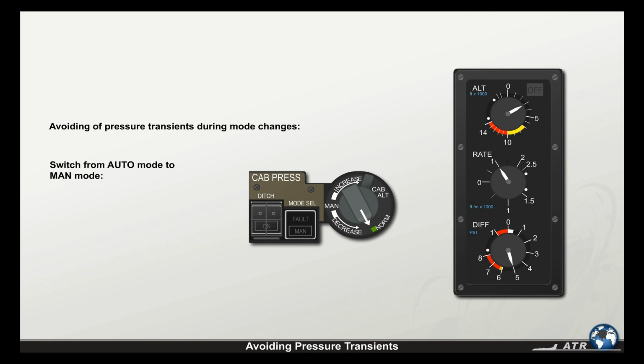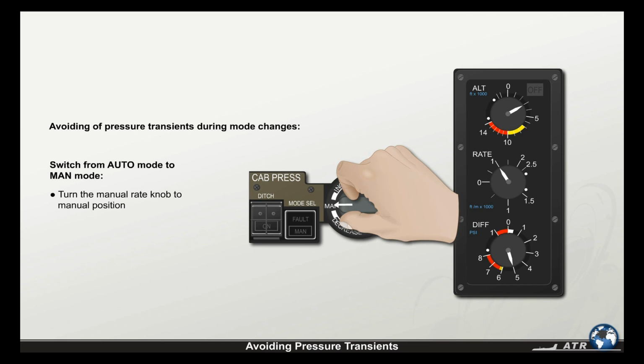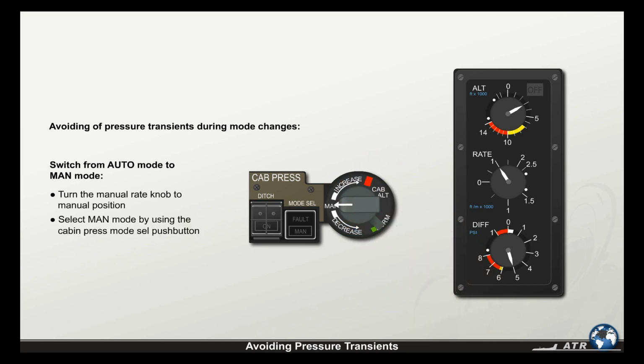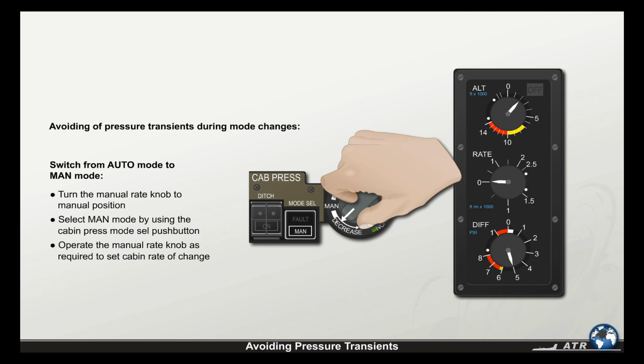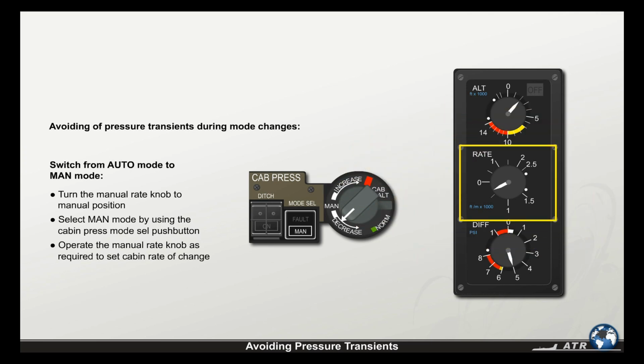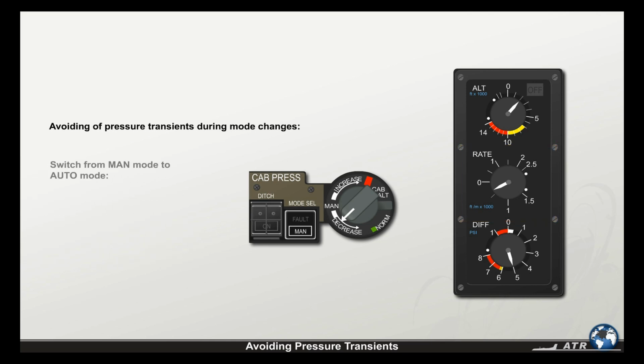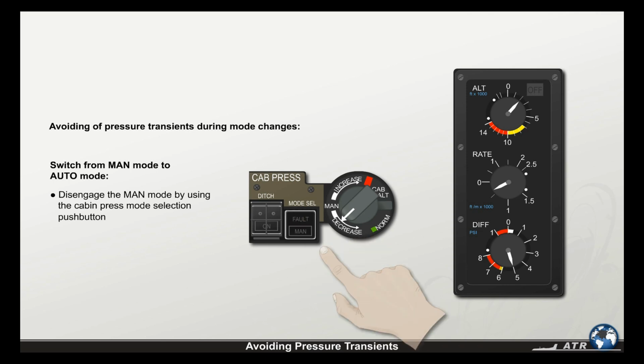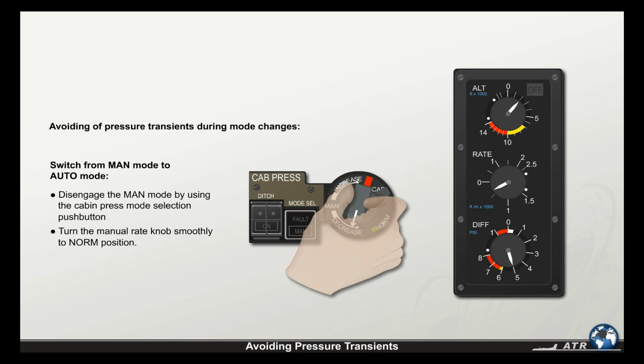To switch from automatic mode to manual mode, you have to turn the manual rate knob to manual position. Select manual mode by using the cabin pressure mode select push button. Operate the manual rate knob as required to set cabin rate of change. To switch from manual mode to automatic mode, you have to disengage the manual mode by using the cabin pressure mode selection push button, and turn the manual rate knob smoothly to normal position.